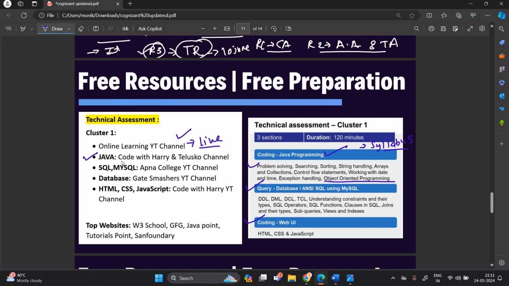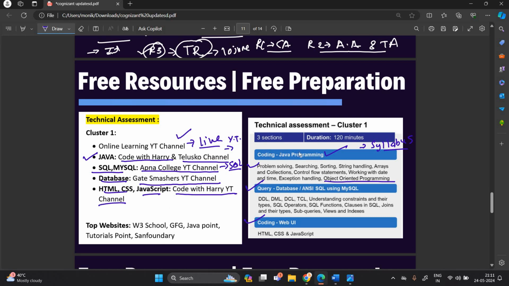For Java, the Code with Harry and Telusko channels are very important. You can check the YouTube channels of both creators. For SQL and MySQL, the Apna College YouTube channel has one video of complete SQL. For database, the Gate Smashers YouTube channel. For HTML, CSS, JavaScript, the Code with Harry YouTube channel.